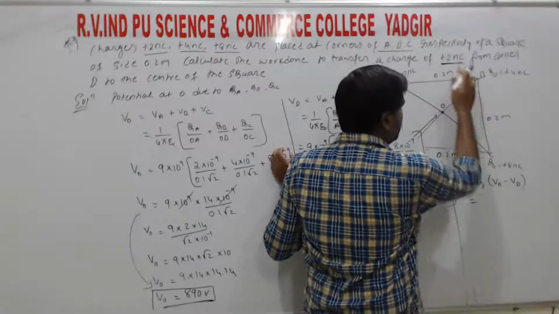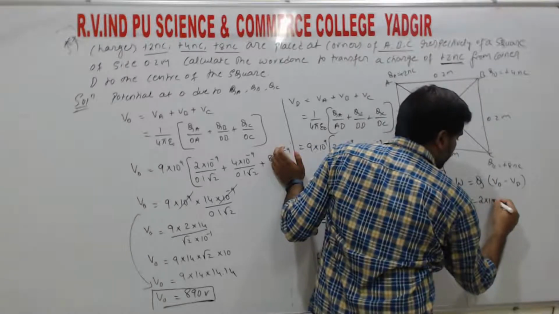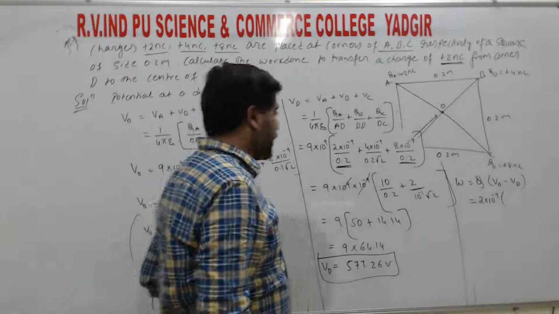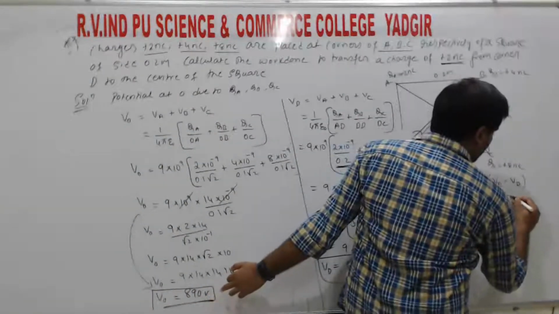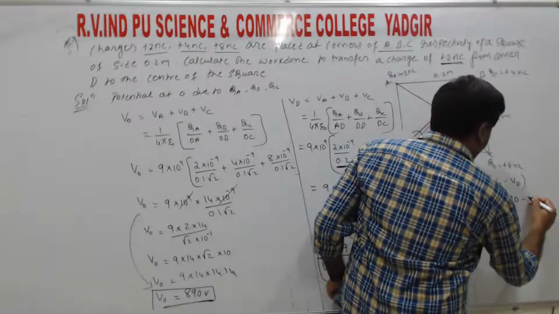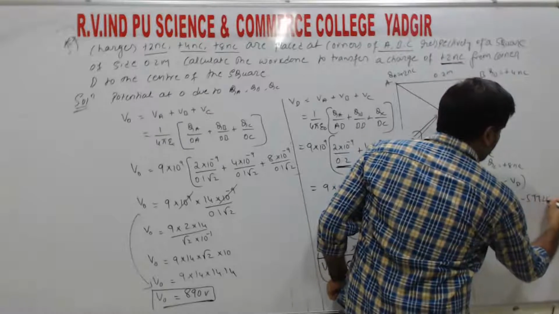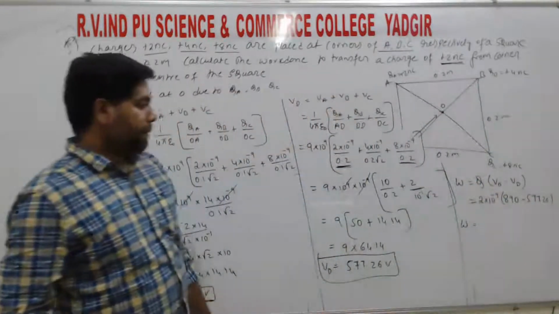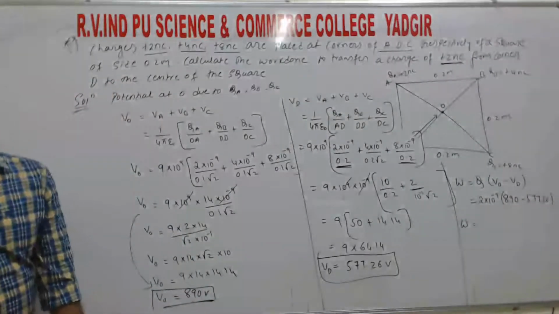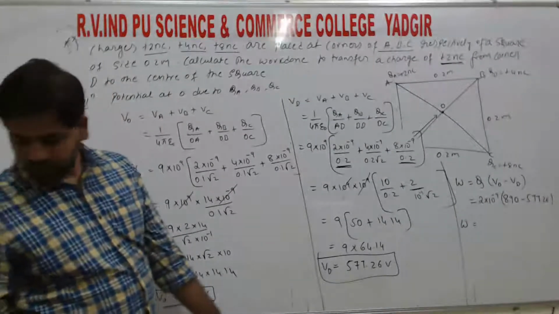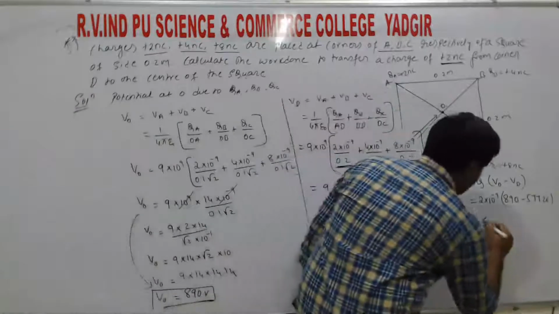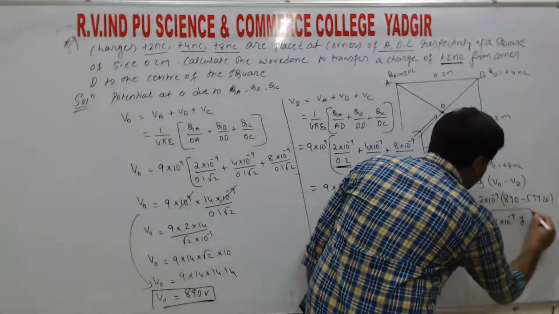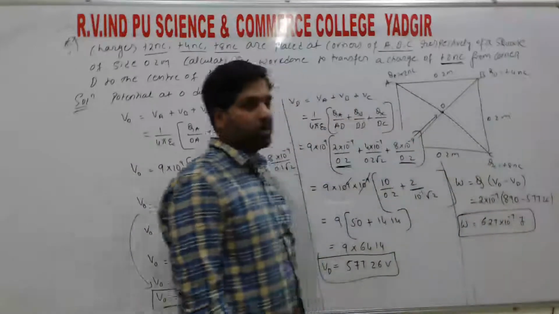So charge 2 nanocoulomb, 2 into 10 to the power of minus 9, right? So VO value is 890 minus 577.26. So if we simplify this one, we get the value 627 into 10 to the power of minus 9 joules. So this one is the final work done, right?